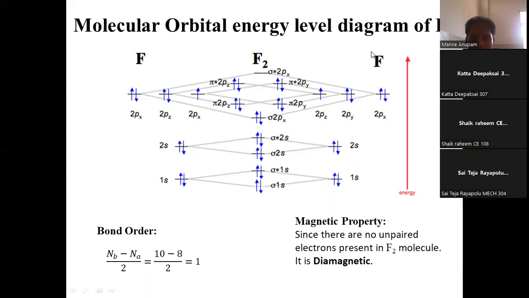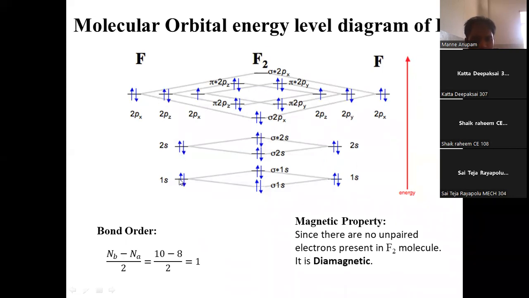Now, one fluorine atom is here, another fluorine atom is here. Two fluorine atoms are combining to form a fluorine molecule. We have 1s and 1s, 2s and 2s, 2p and 2p.